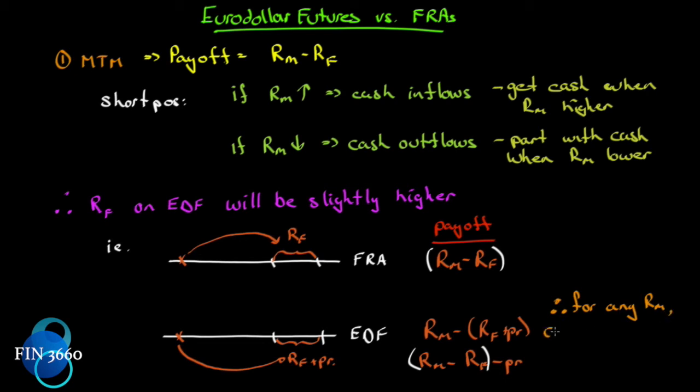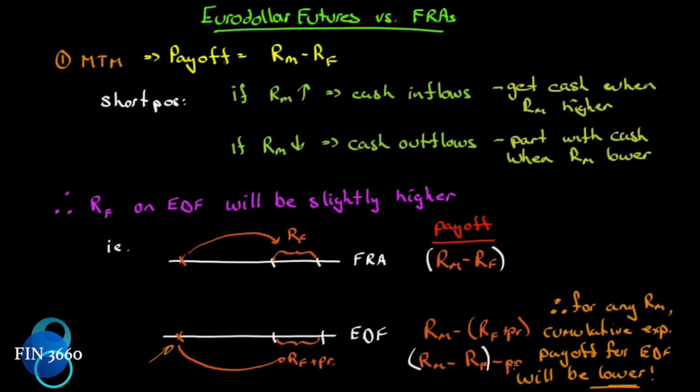at T1, our cumulative expected payoff for the Eurodollar futures contract will be lower. The cumulative expected payoff will be lower to reflect the fact that because there's a benefit that we're receiving, there will be a premium on the observed rate at this time, over here, so that it will result in a lower payoff to balance the two. How much lower? We're going to find out. It depends on a few things. We're going to see what that is.